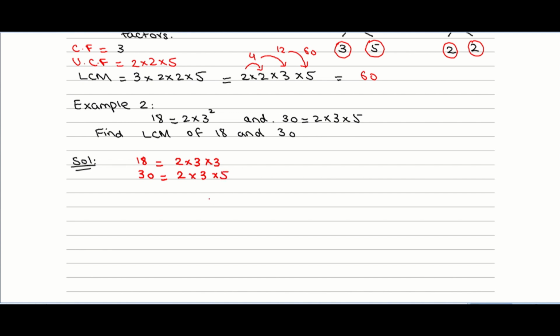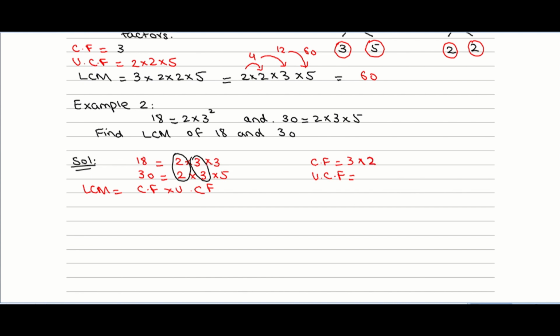Now, our LCM is the common factors times the uncommon factors. We see the common factors are those that are in both. If you see 3 and 3, we have 3 as a common factor. And there is one more common factor, 2 and 2, so we can circle it as well. So your next common factor is 2 as well.